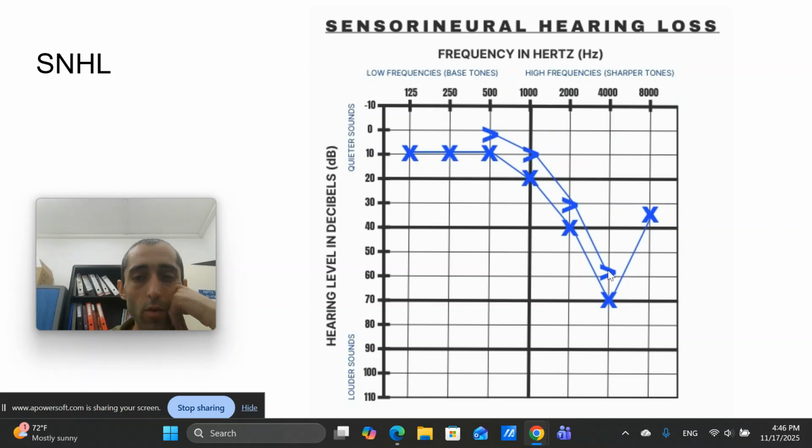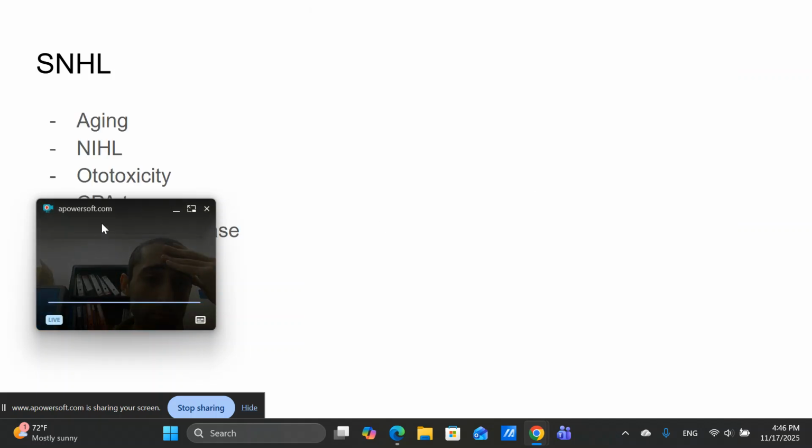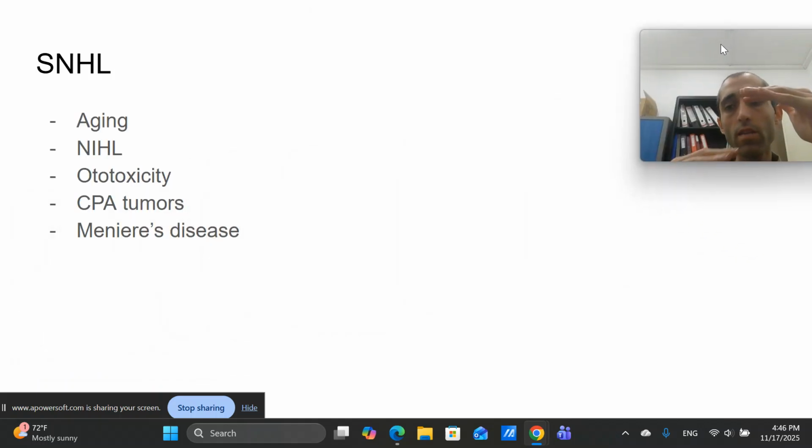So you can see that the bone conduction quite matches the air conduction without too much of a gap, without a gap of more than 10 decibels. There are some that define even 10 decibels as conductive, but okay, you got the idea.